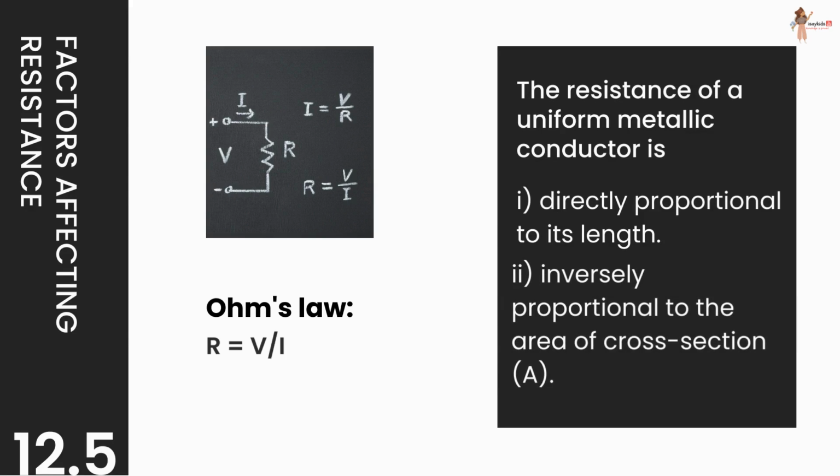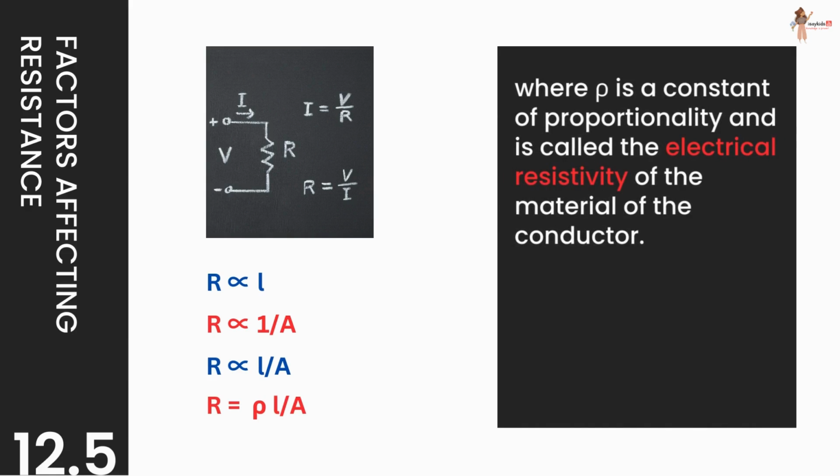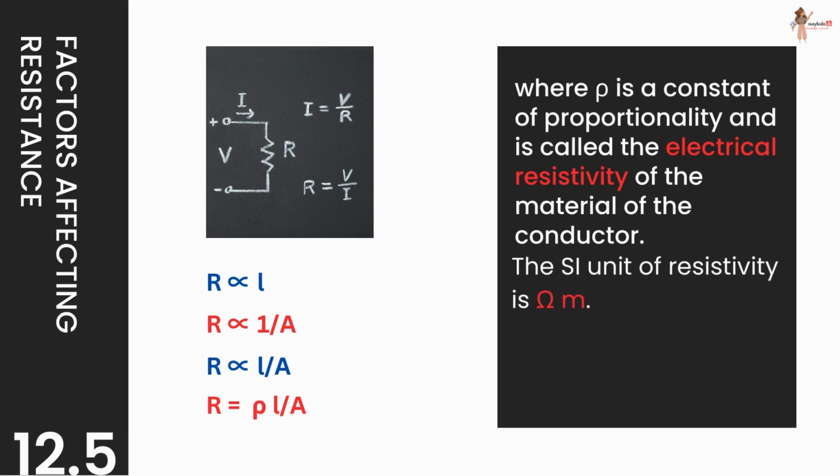This is very important here, you might want to note it. That is, R is directly proportional to L, it is inversely proportional to A. So, R is directly proportional to L by A. R is equal to rho into L by A, where rho is a constant of proportionality and is called the electrical resistivity of the material of the conductor. It is a characteristic property of the material. The SI unit of resistivity is ohm meter.